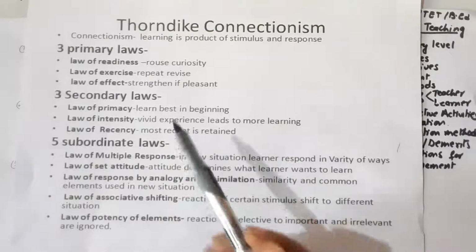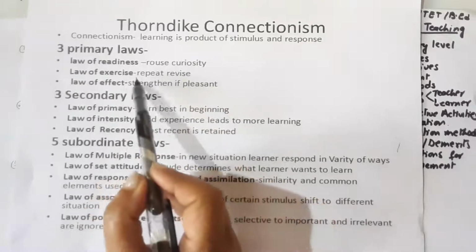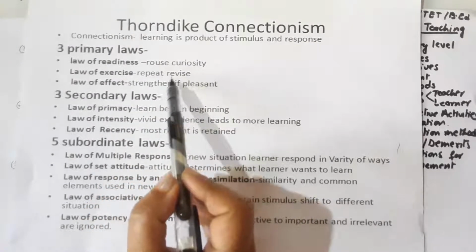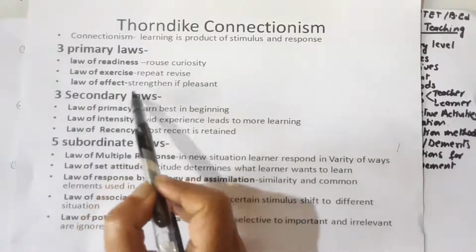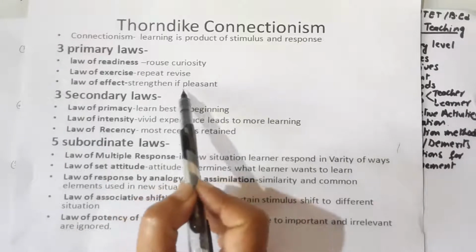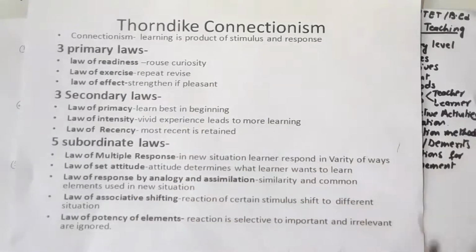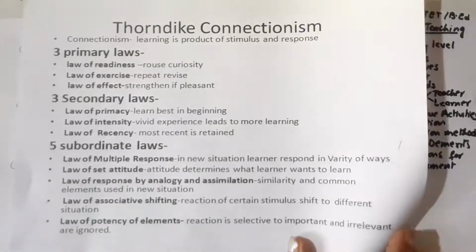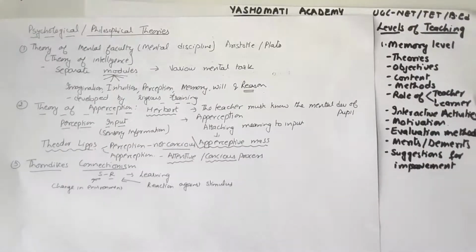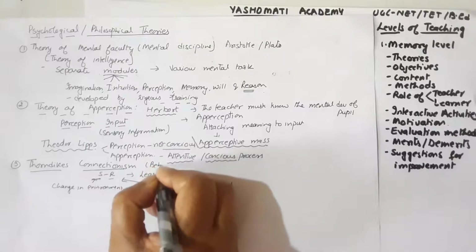According to these laws, whenever there is repeat and revise, then the learning will become strong. And the learning will be better if the effect of learning is pleasant. So these three main laws are very useful for teaching at memory level. Thorndike's connectionism is a theory of behaviorism.